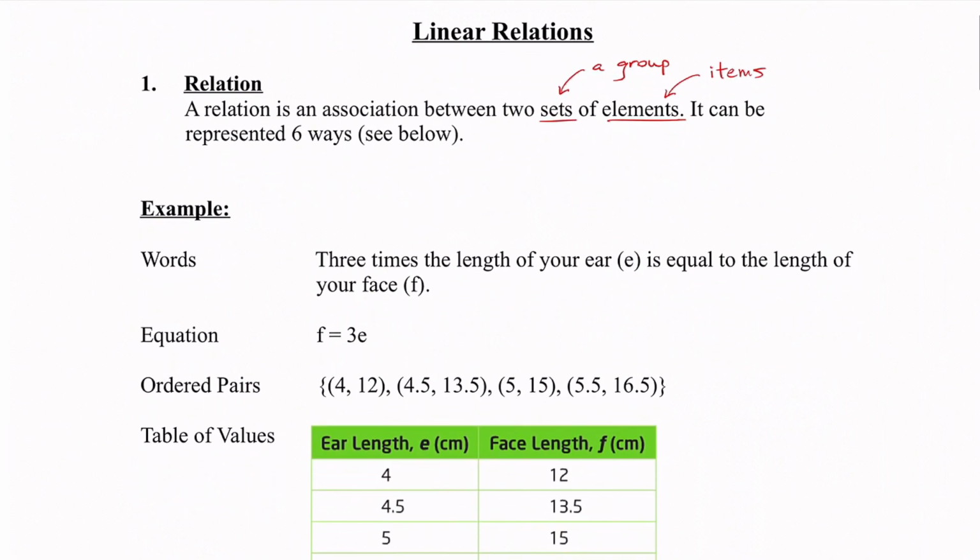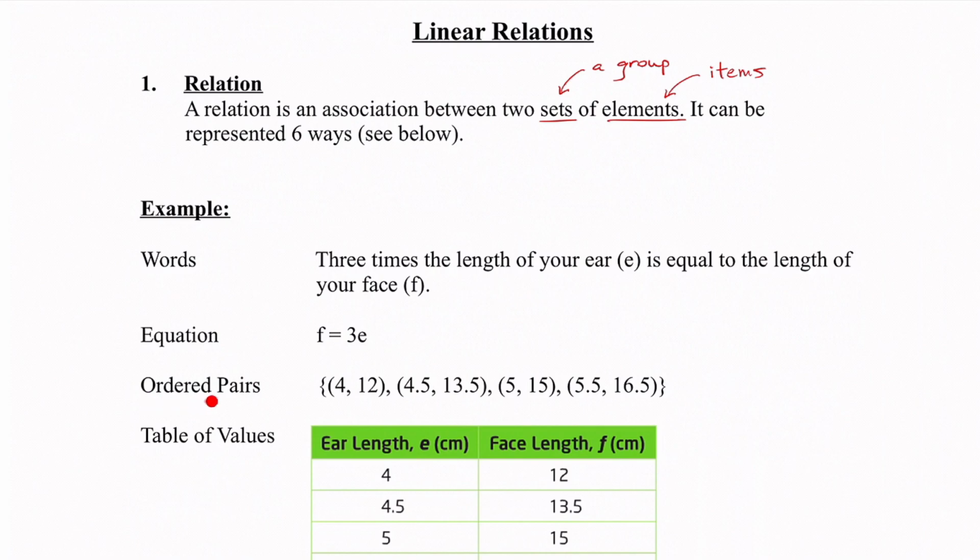The next way to do it, using the exact same example about the length of your ear in relation to your face, is an equation. So we have F equals 3E, and that's 3 times E.